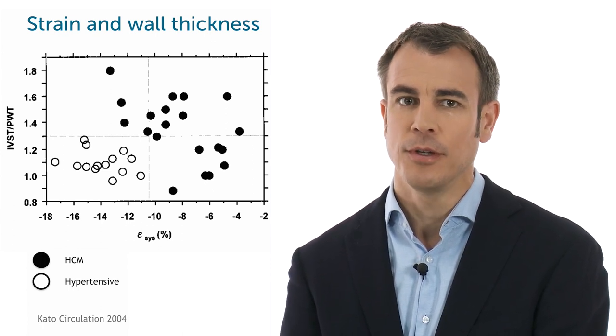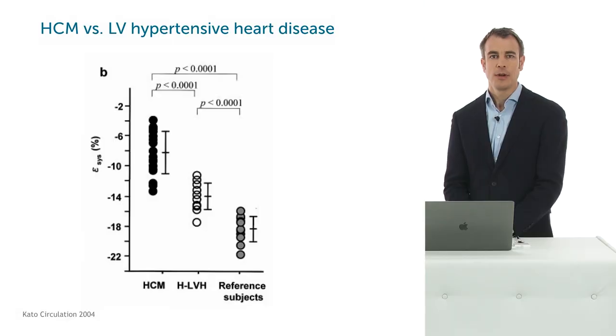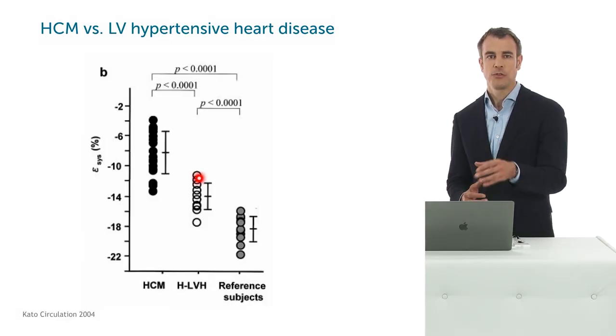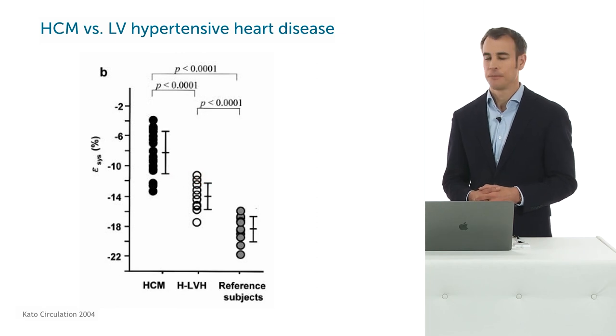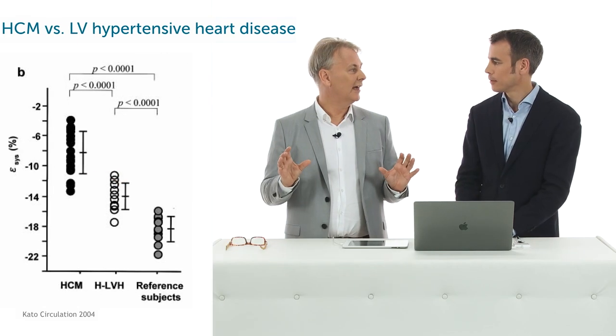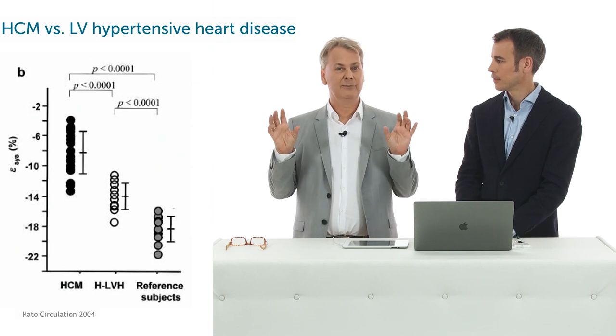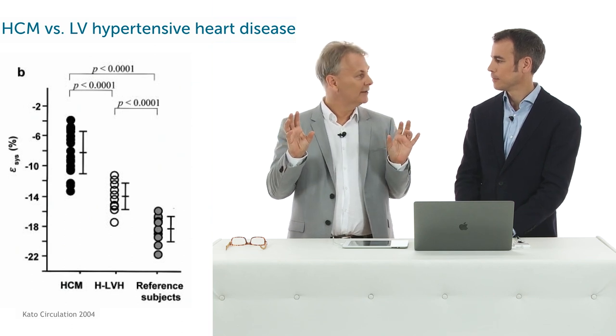But it's not so easy, because you can see there is some overlap between patients with hypertrophic cardiomyopathy and patients with hypertensive heart disease. So can we actually assume that patients who have hypertrophy because they have hypertension, with the same wall thickness as, for example, a segment who has hypertrophic cardiomyopathy, would have a better strain? So is the strain worse with the same thickness in patients who have hypertrophic cardiomyopathy?